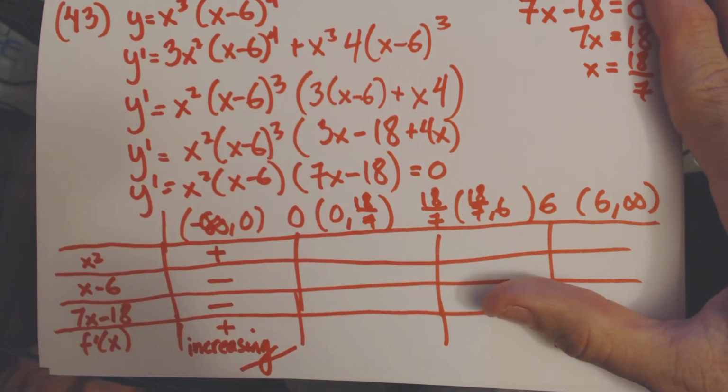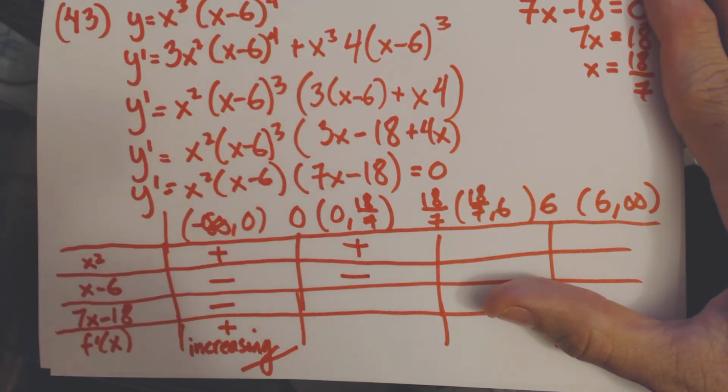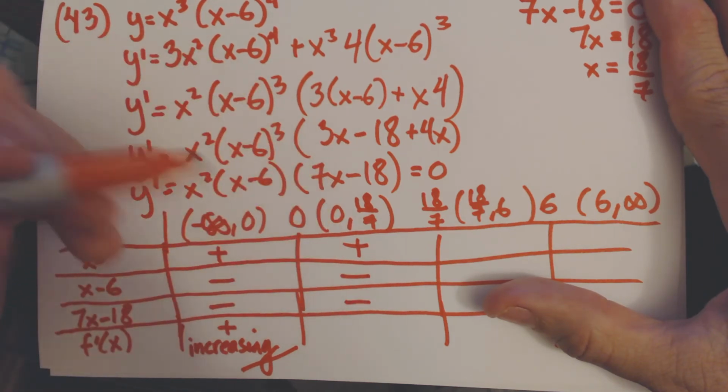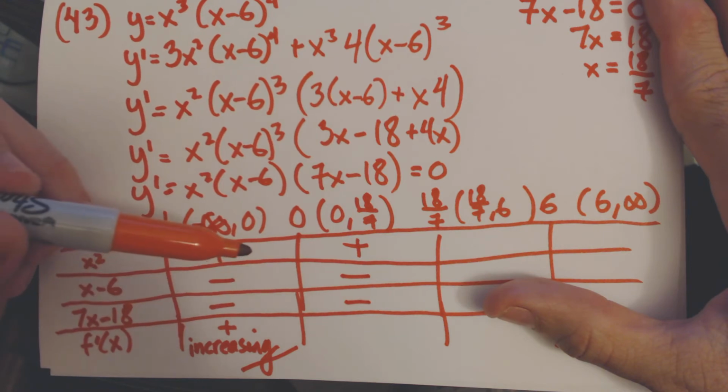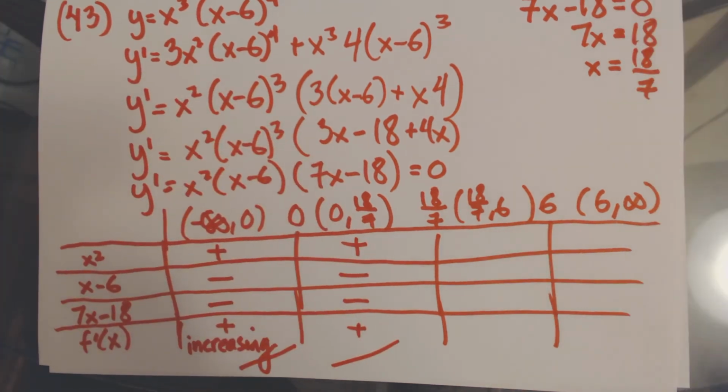All right, let's go between 0 and 18 sevenths. So let's plug in 1. 1 into x squared is going to give us a positive value. 1 minus 6 will give us a negative value. 1 times 7 is 7 minus 18 will give us a negative value. So a positive and negative again is going to give us a positive value for f prime of x, which means the function is also increasing on that interval, and thus 0 is not a relative extrema for this function.